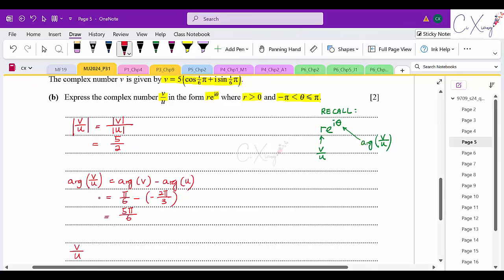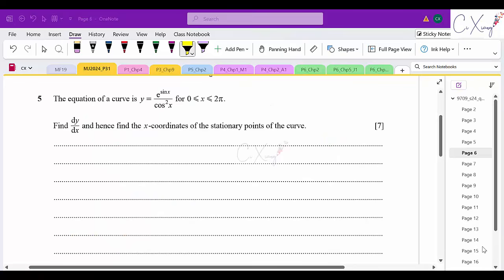So v over u can be written as r, which is 5 over 2, e power i theta, so it will be 5 over 2 e power 5 pi over 6 i. Okay, so this is how we solve question number 4. Okay, so let's discuss question number 5.